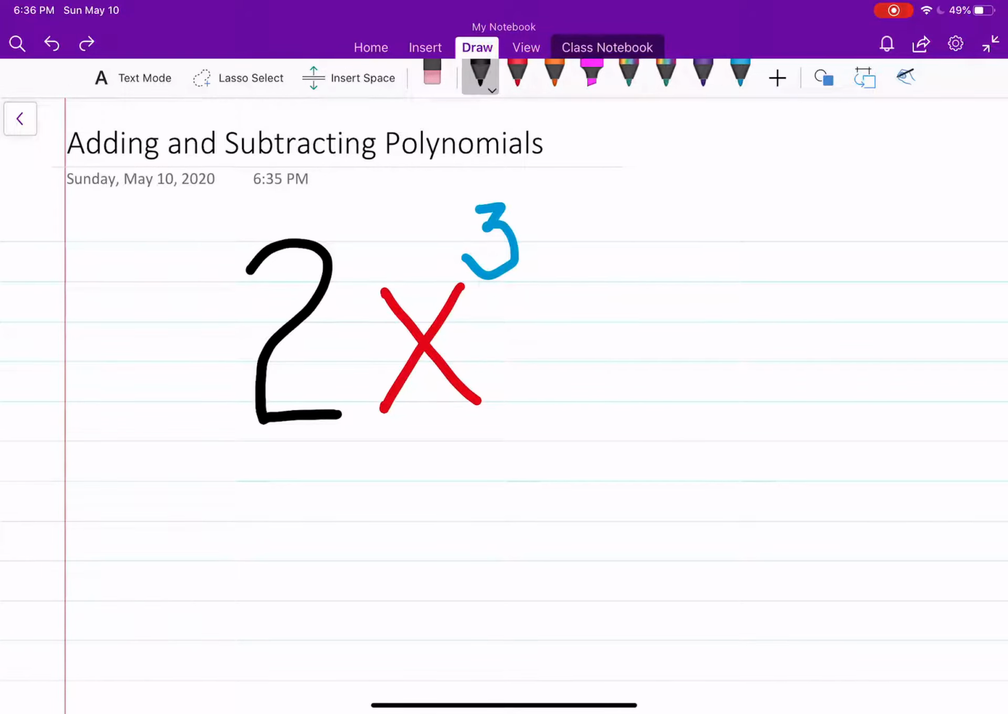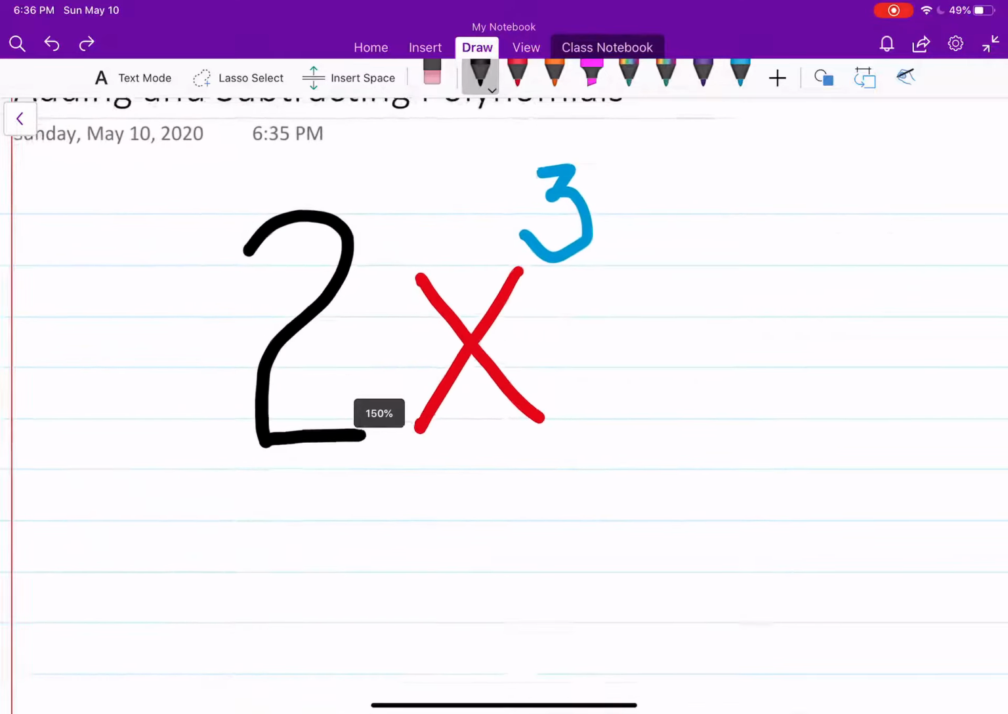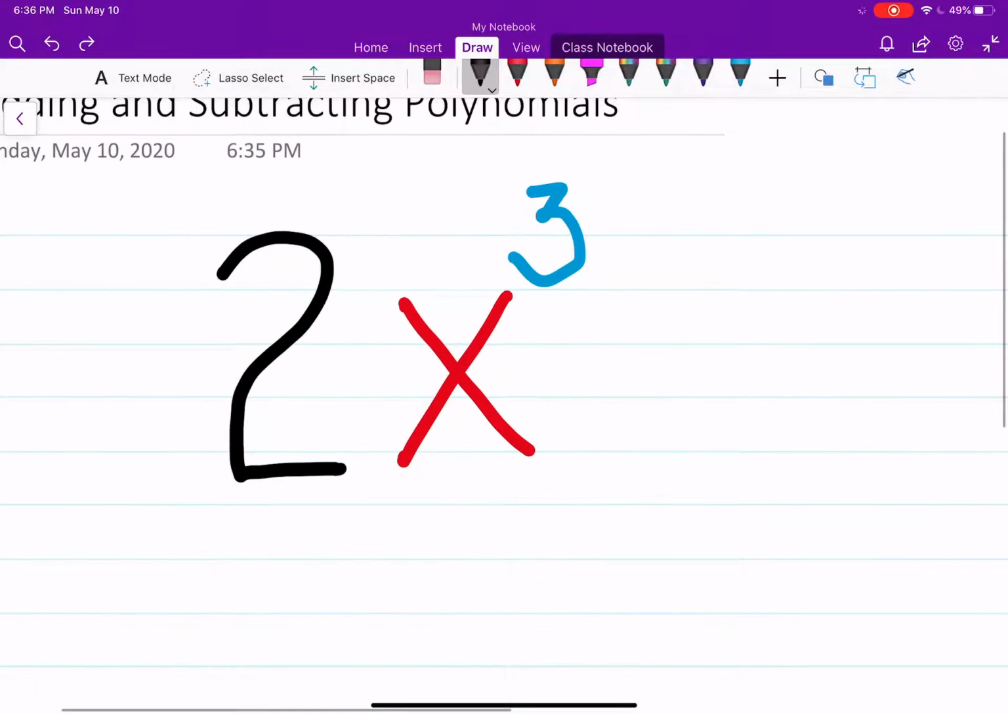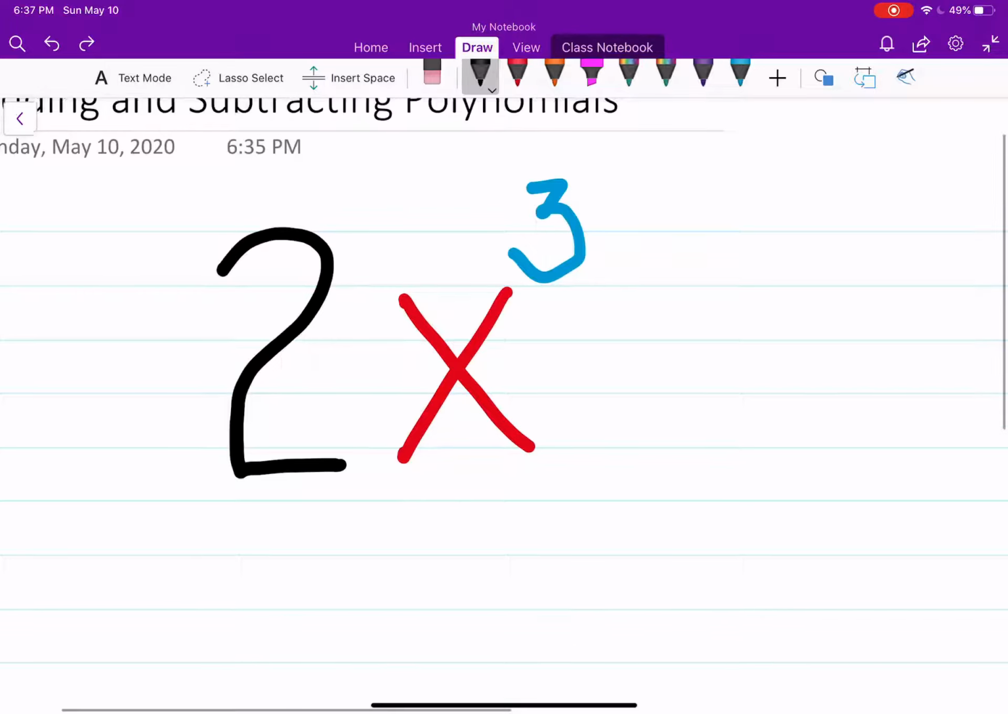We are going to talk about adding and subtracting polynomials, okay? And you're looking at this big, huge writing here, and you're like, what is this? All right, so what I'm wanting to talk about is one term, a single term of a polynomial, what that looks like and what these parts are called.